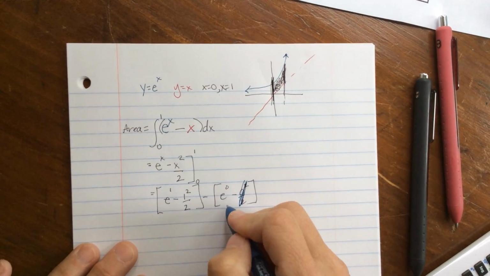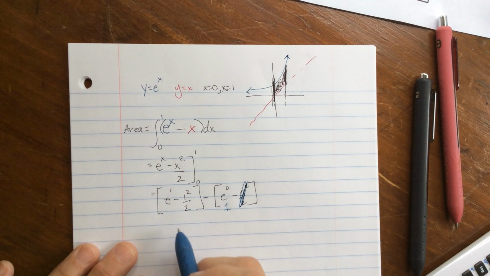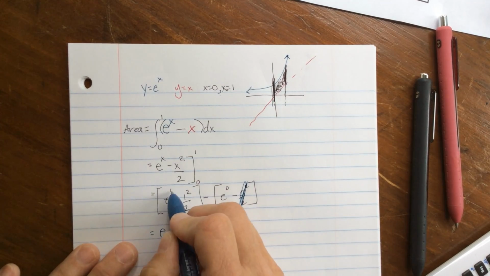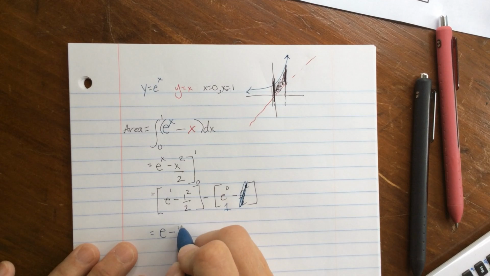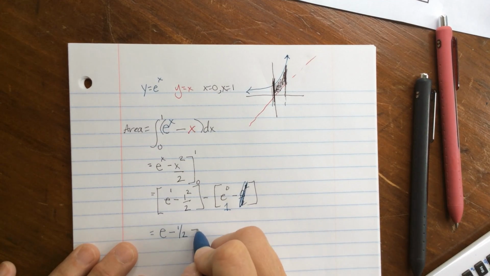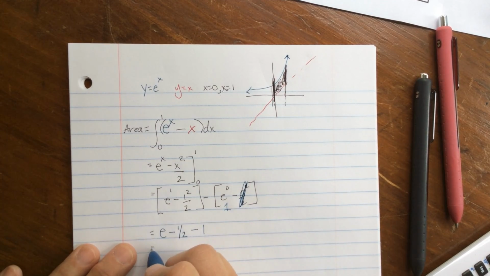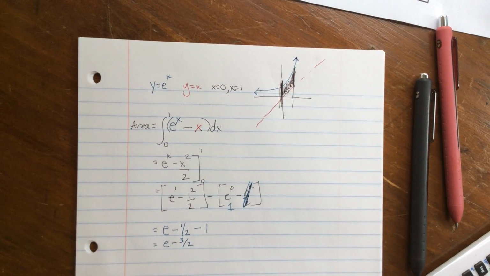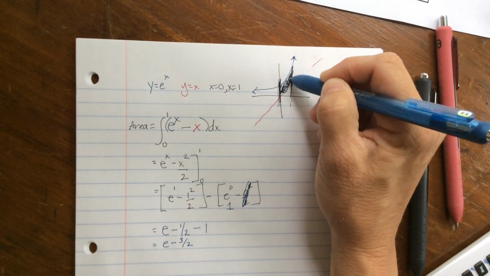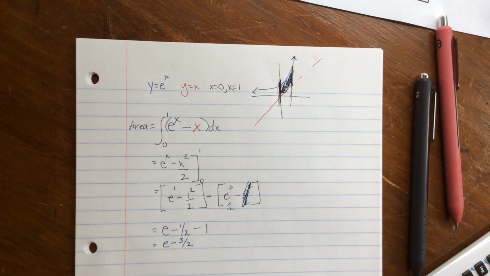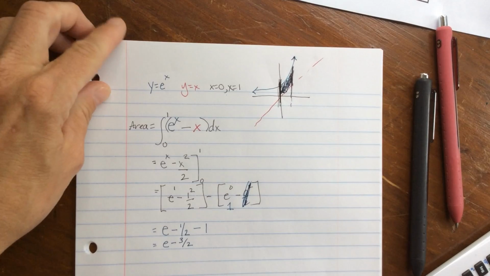E to the 0 is 1. So what I have now is e to the first, which is e, minus 1/2 minus 1, which ultimately cleans up to be e minus 3/2. So the area of this region, and because this is a no calculator question, you do not have to convert that to a decimal. You can leave your answer just like this. There's no reason to try to do anything else with it.